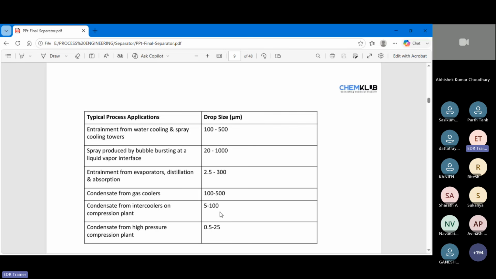If you can see, entrainment from the water cooling and spray cooling tower, condensate from the gas cooler, condensate from the intercooler and compression plants, those are some of the diameters of particles. Now, where to add the demister pad, we can identify per requirement. We'll see that in the next slide, because we have some thumb rules and guidelines when using a demister pad.